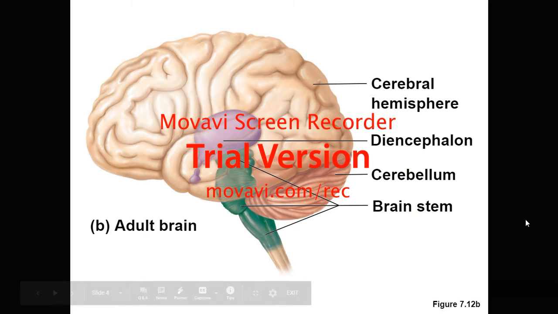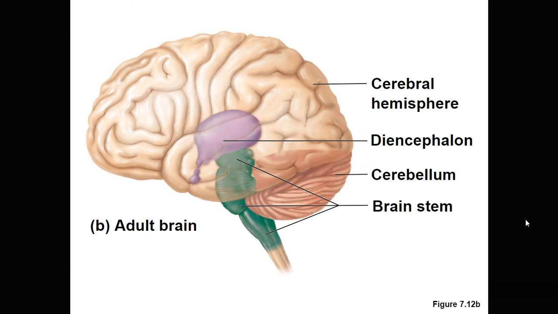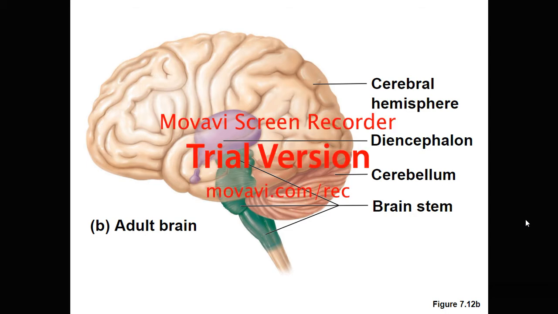And here is a figure highlighting the cerebral hemisphere, diencephalon, brainstem, and cerebellum. And we will go into more detail about each one of those in the upcoming slides.